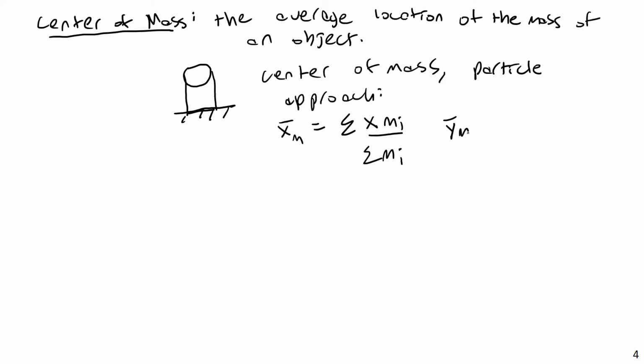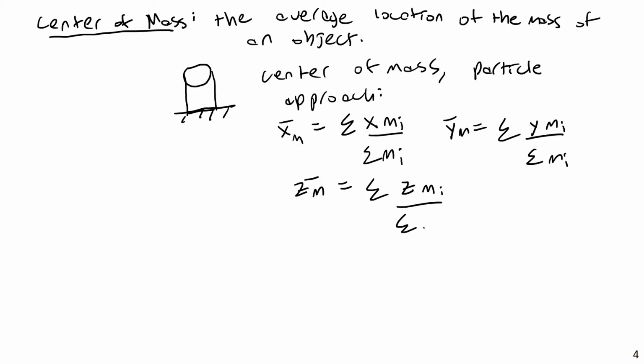And y bar m would be the summation of y mi divided by the summation of mi. Again, all we're doing here is summing up the y coordinate of each mass times the mass of that individual particle. And we could look at this in 3 dimensions as well. Z bar m is equal to the summation of z, the z coordinate of any given mass, times the mass of that particle, or that atom, or I guess we could also say molecule, divided by the total mass of the object. This is basic center of mass. This comes from elementary physics.